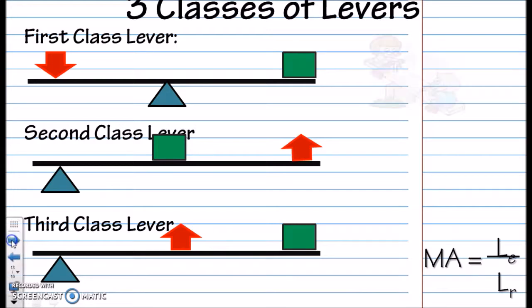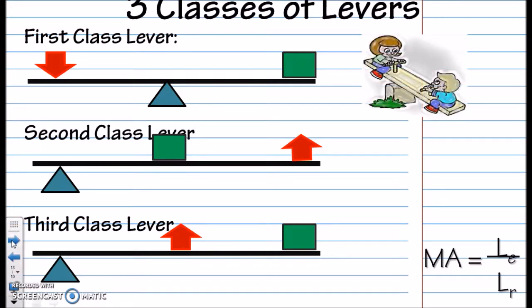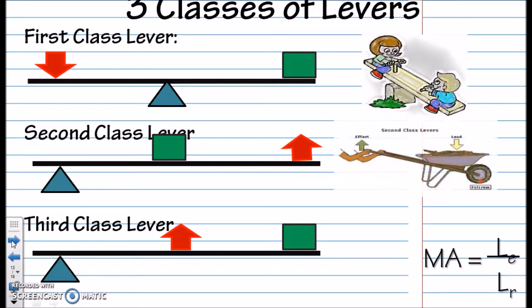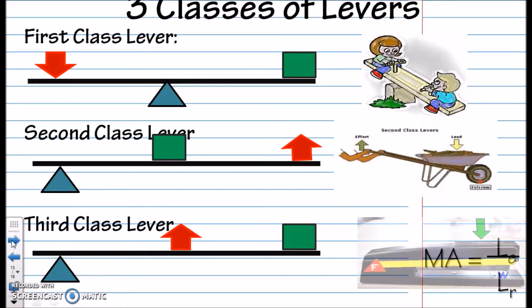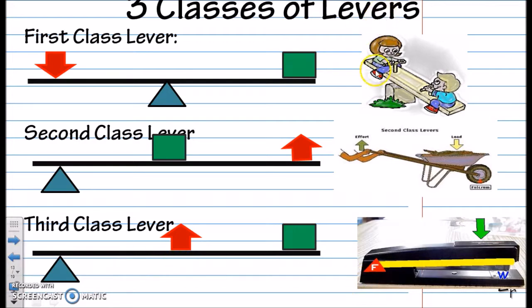So let's look at some pictures. A seesaw would be a first class lever, and a second class lever was the wheelbarrow, like I was talking about. And the third class lever would be a stapler. That's a really good example because the fulcrum is back here where the hinge is. You're applying effort, and the resistance is where the staple is.